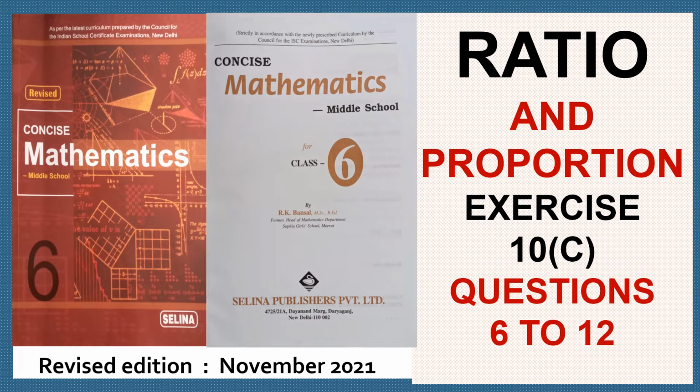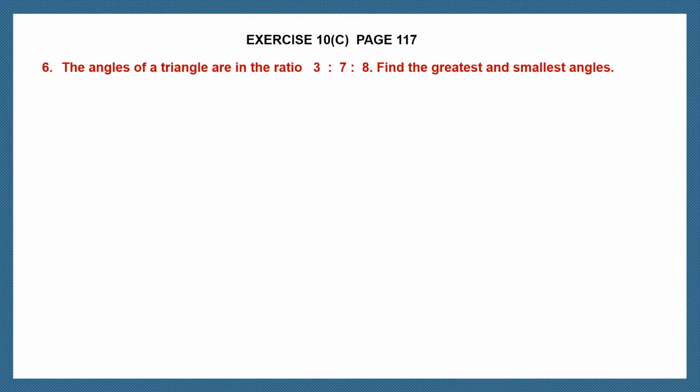Hello students, let's do ratio and proportion, exercise 10C, questions 6 to 12. Question 6. The angles of a triangle are in the ratio 3:7:8. Find the greatest and the smallest angles.